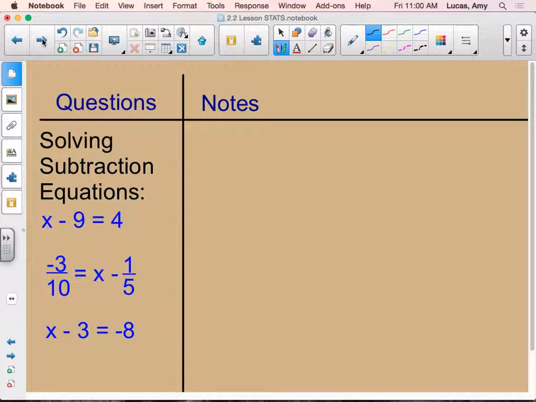Okay, now we have 3 subtraction equations. And the inverse of subtracting is adding.